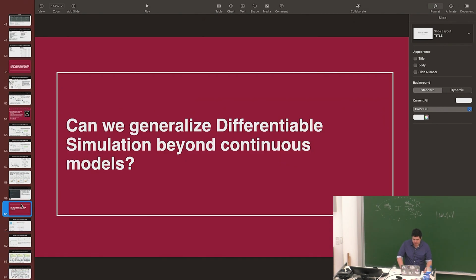I'll go through these two stories, right? So can you generalize differential simulation and these kinds of techniques beyond continuous models, right? Because everything I showed here so far was ODEs and PDEs. What are some more difficult things?